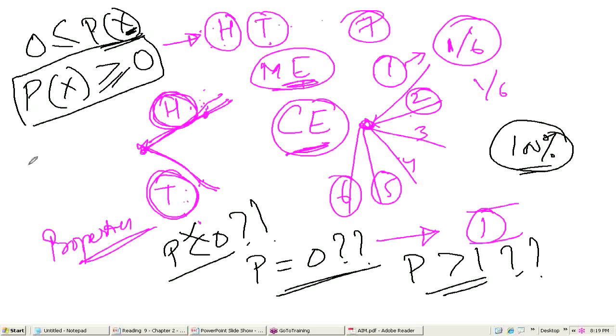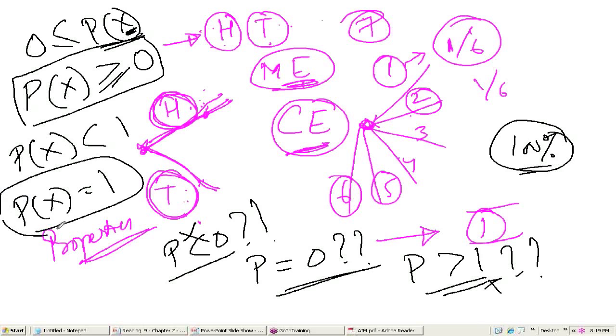However, since probability cannot be greater than 1, we have the probability of an event less than or equal to 1. Can probability be equal to 1? Yes, probability can be equal to 1, right? So probability is between 0 and 1, both inclusive. One property of probability is 0 is less than or equal to P(x), which is less than or equal to 1.